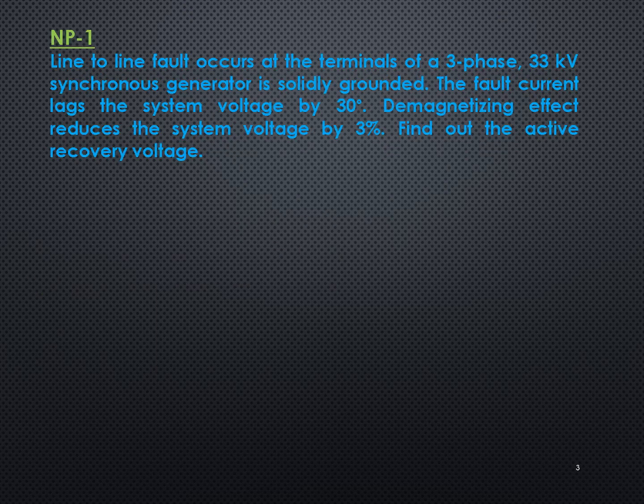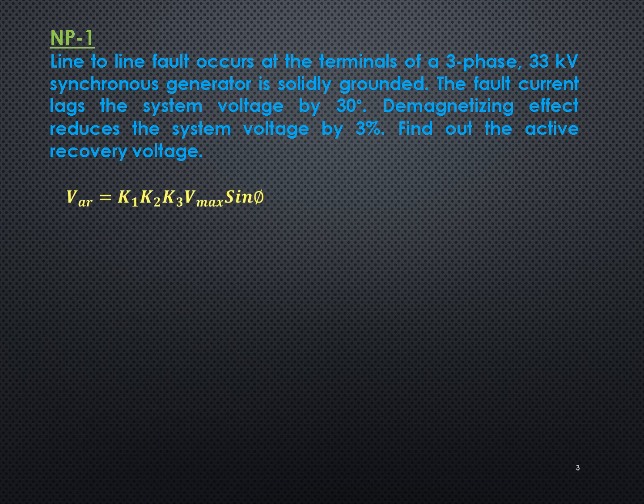Now, based on active recovery voltage, we will discuss the first numerical problem. What is the problem statement? A line to line fault occurs at the terminals of a 3-phase 33 kV synchronous generator which is solidly grounded. The fault current lags the system voltage by 30 degrees. The demagnetizing effect reduces the system voltage by 3%. We have to find out the active recovery voltage.